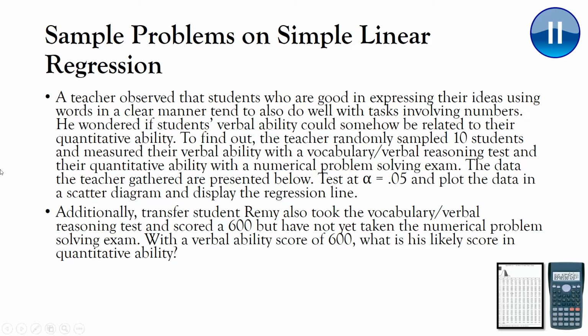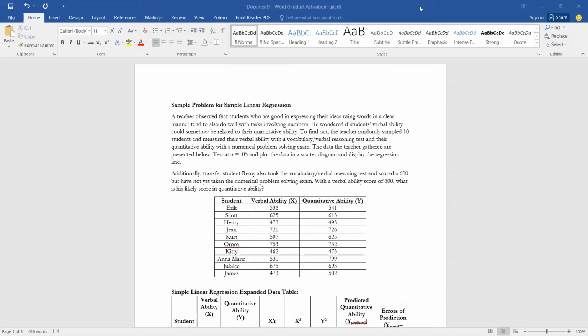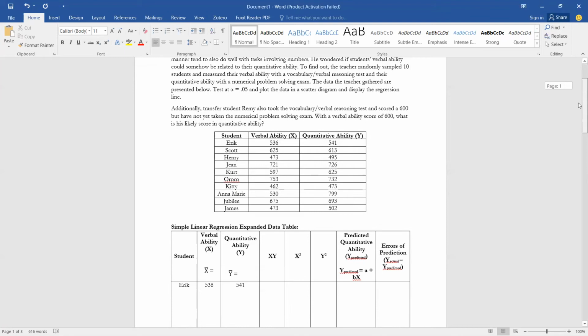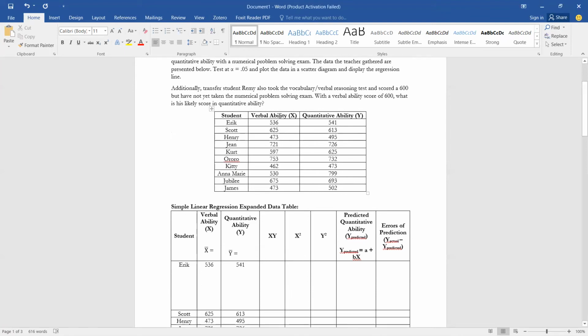All right, so let's go to the sample problem and try to answer that. So here is the sample problem. I hope you see it on screen. So now we have the table containing the data. We have your X variable, which is verbal ability, and your criterion, which is your quantitative ability, or Y. As you can see, the values are in the hundreds. So this might be a little challenging to compute.